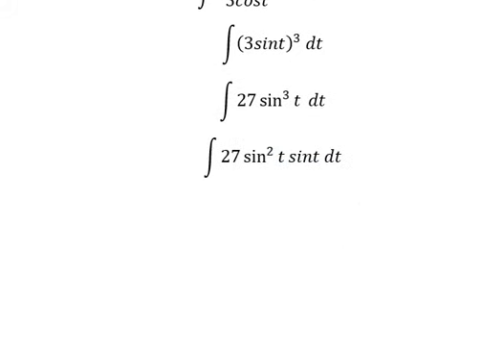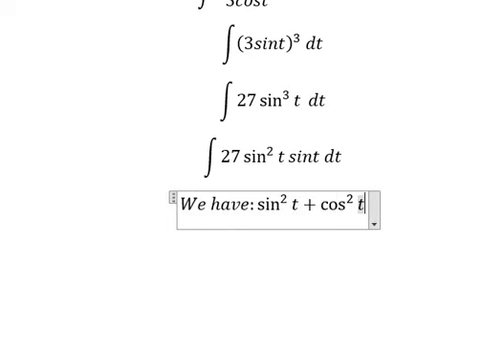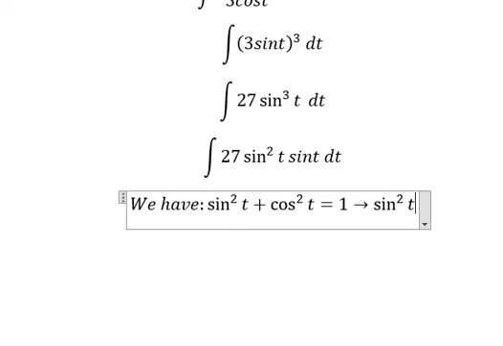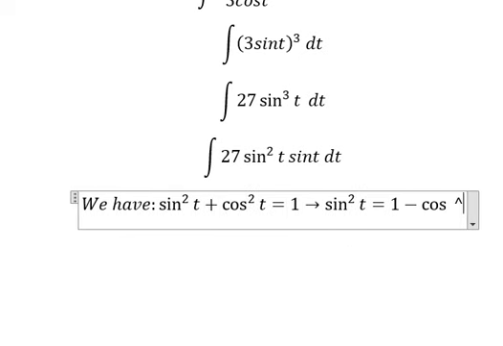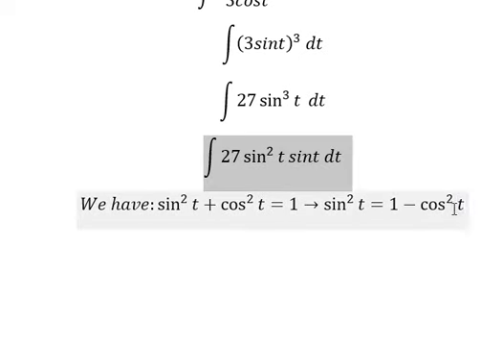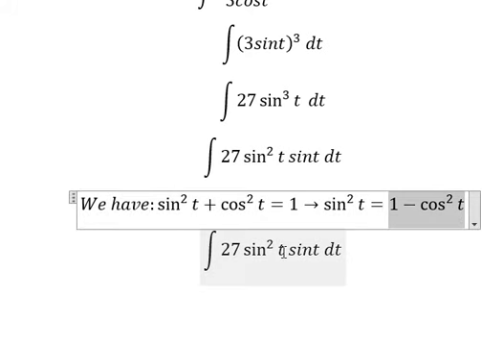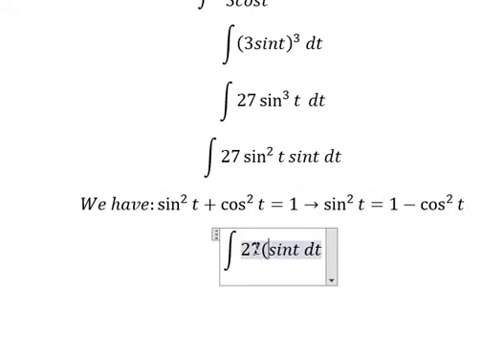Next, we have the formula in here. Sine t square plus cosine t square equals number 1. So we can put cosine t square to the right, and we have 1 minus cosine t square. So we can replace this one by this one.